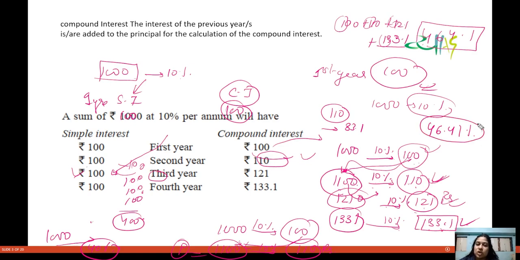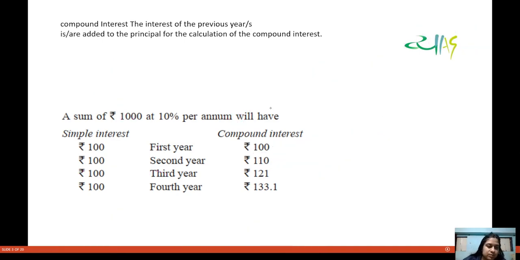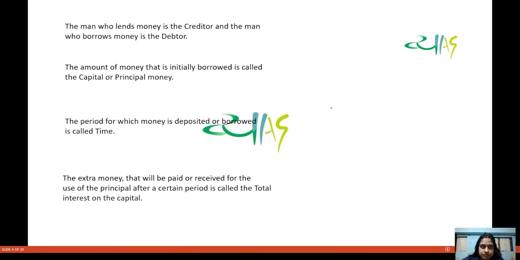46.41%. So that means what? Your money rose by 46.41%. I hope you understand this. What I am saying is that your money rose by 46.41%. So I hope you are okay with this. Now let's move forward a bit more.